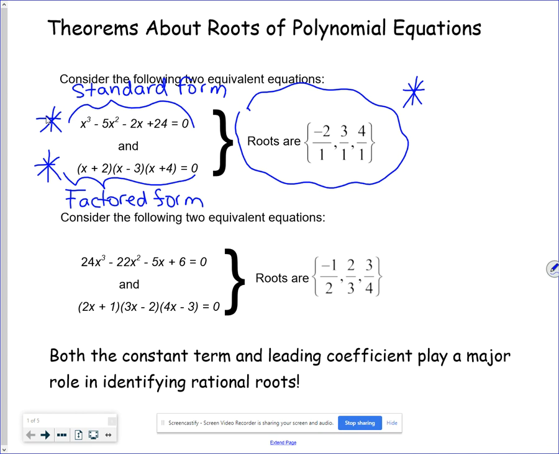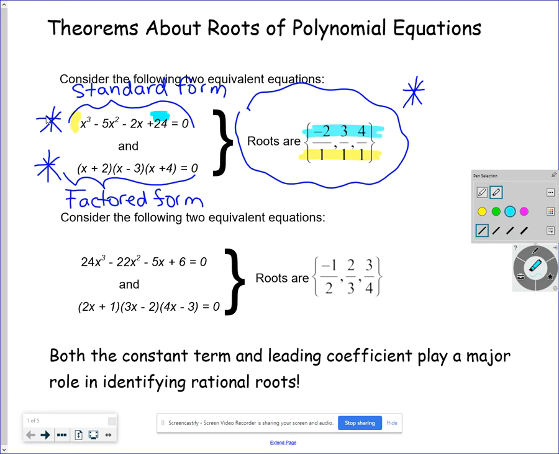All these roots that I have are rational. That means they can be written as a fraction with integers. If we look at my roots here, the denominators are all 1 here. My leading coefficient on my equation is a 1. Now let's look at the numerators. The numerators, we got -2, 3, and 4. These are factors of 24, which is my last term.